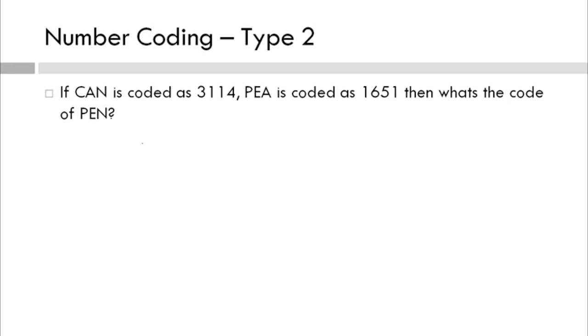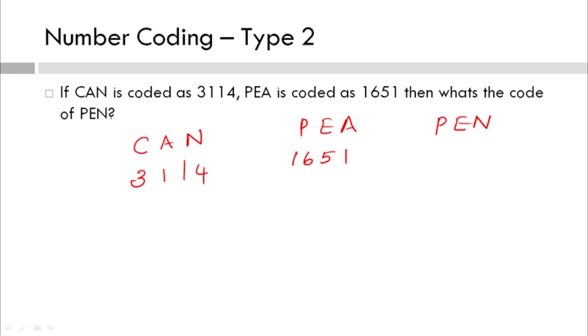So here for CAN, the code used is 3114, and for PEA, the code that has been used is 1651. We have to find out what is the code for PEN. If you closely try to see what the given numbers are, the numbers that have been used here as code for the letters are nothing but the position of the letters in the English alphabet.